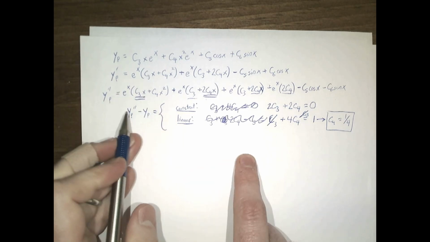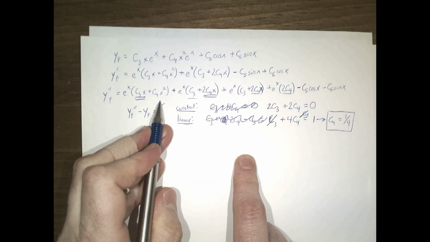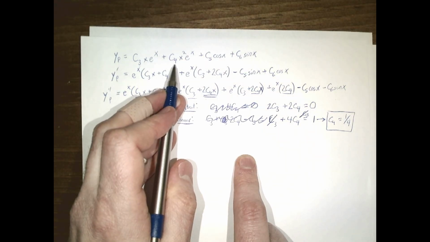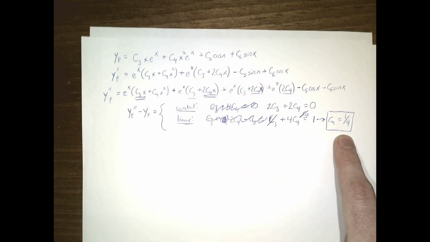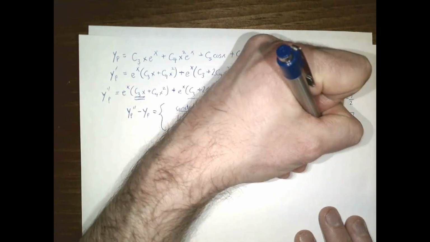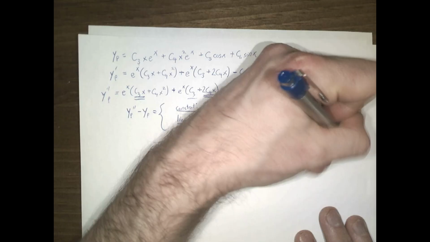The quadratic term, we have just a C4 here, and we're going to subtract the C4. So that actually doesn't get us any new information. We can, however, use the C4 we found from the linear part matching and put it up here. So we get 2 times 1/4 is 1/2. And so that means that C3 is going to be, 2C3 equals negative 1/2, or C3 equals negative 1/4.